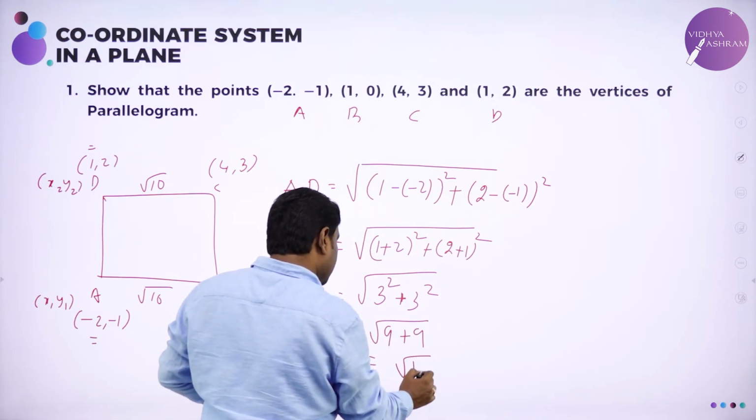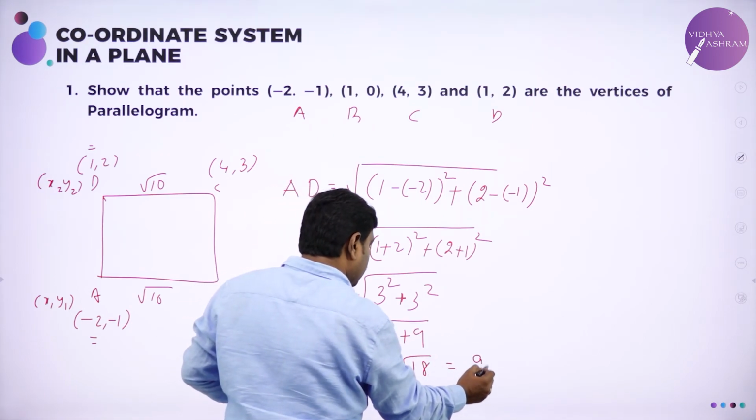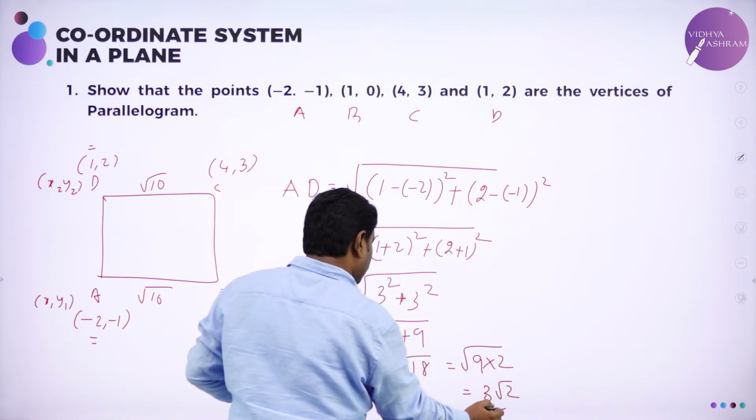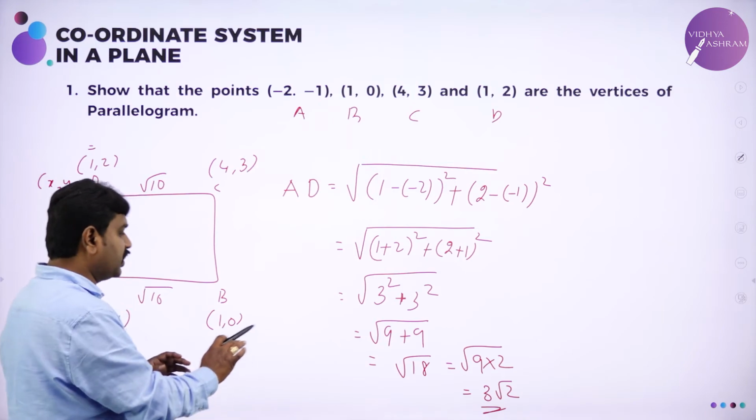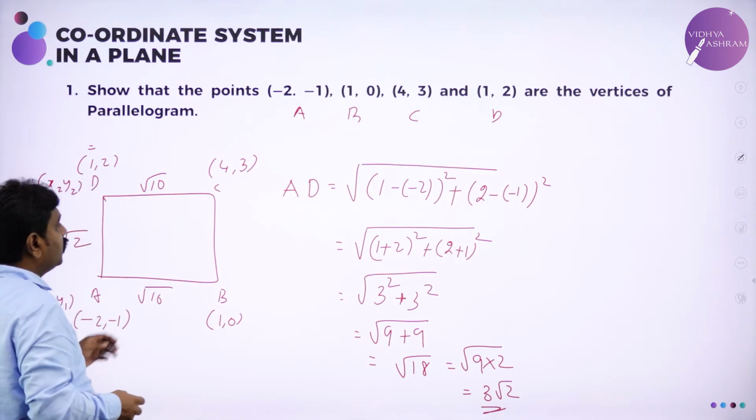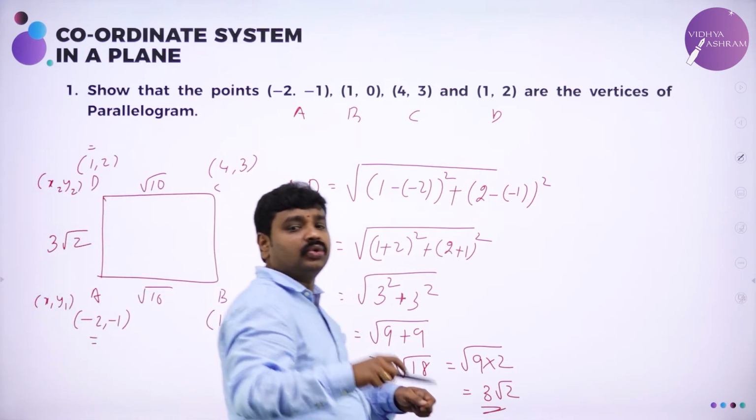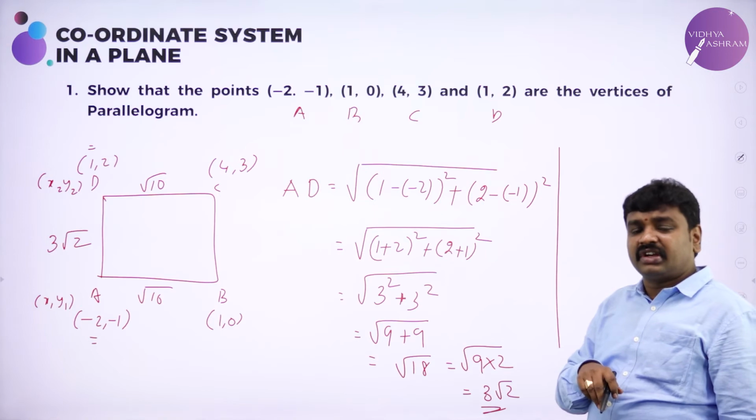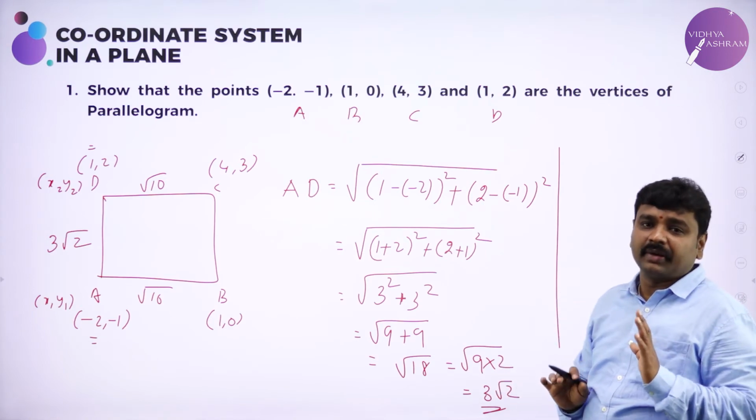Root 18 can be written as, I can write it as 9 2s and 3 root 2, but if you leave it as root 18 no problem. So now I got this is 3 root 2. Now find BC, that should also be 3 root 2. Then opposite sides will become equal. If opposite sides are equal, it is enough to prove it is a parallelogram.